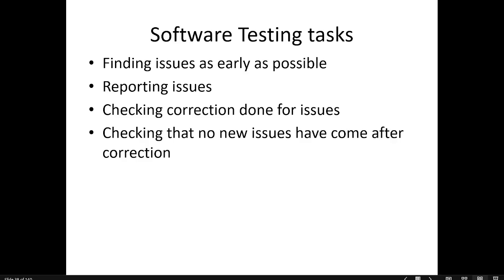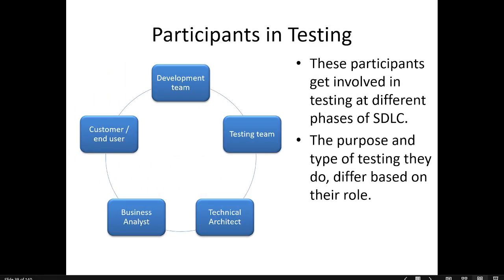Checking that no new issues have come after correction. It happens, or it's a thumb rule we can say, that whenever there is a correction, new issues get introduced. For all these points, we will learn more in the coming sessions. But let's continue. This is a high level. Now, before actually diving deep into the process, let's understand who all are the participants in software testing. The development team, obviously, because if I'm a developer, I'm writing my own code.